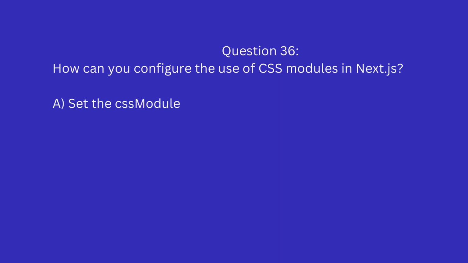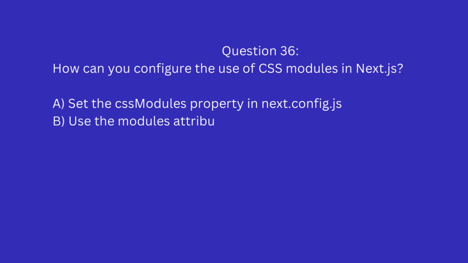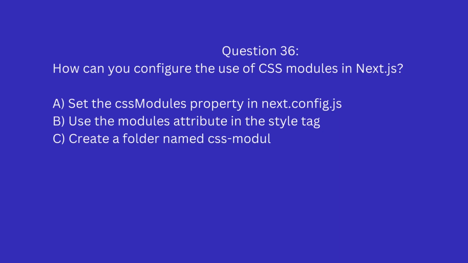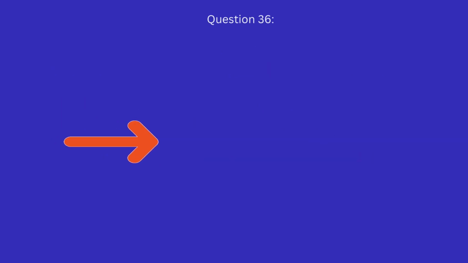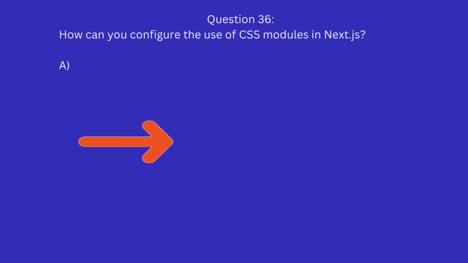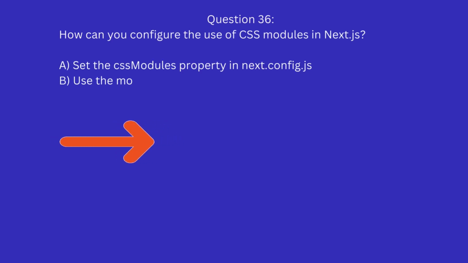A. Set the CSS modules property in next.config.js. B. Use the modules attribute in the style tag. C. Create a folder named CSS modules in the pages directory. D. CSS modules are automatically enabled in Next.js. Correct answer, A. Explanation. The correct answer is A.